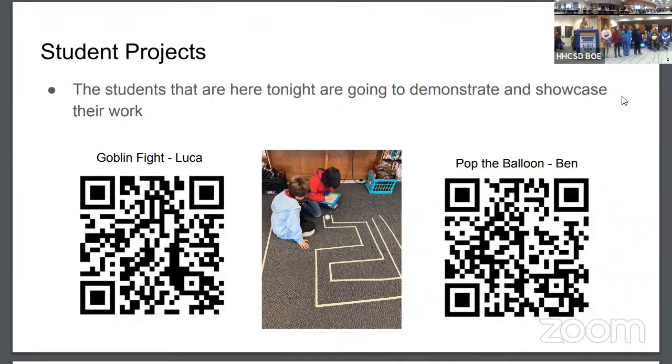For those of you that aren't watching, there was a balloon flying around, and they have to click on it to pop it. So that was a tutorial they followed with me, but they evolved.